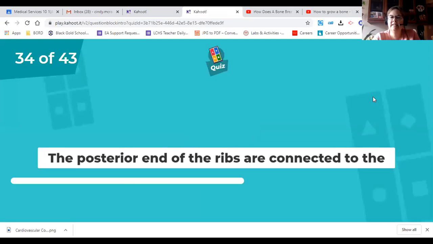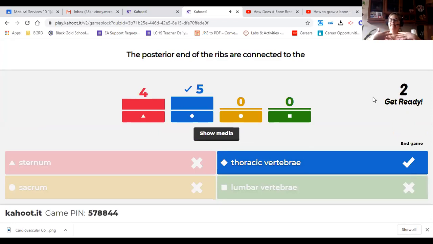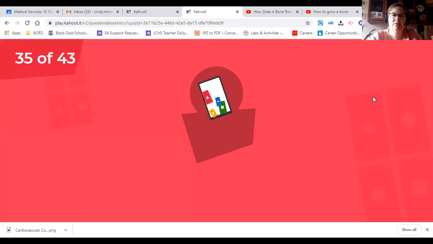The posterior end of the ribs are connected to the sternum, sacrum, thoracic vertebrae, lumbar vertebrae. Of course, this means you know the term posterior, which you should all know from our 1st module. Sternum is anterior, that's the front of us. Posterior, remember posterior where bum is. Fabulous Panda, 20 answers in a row that are correct.